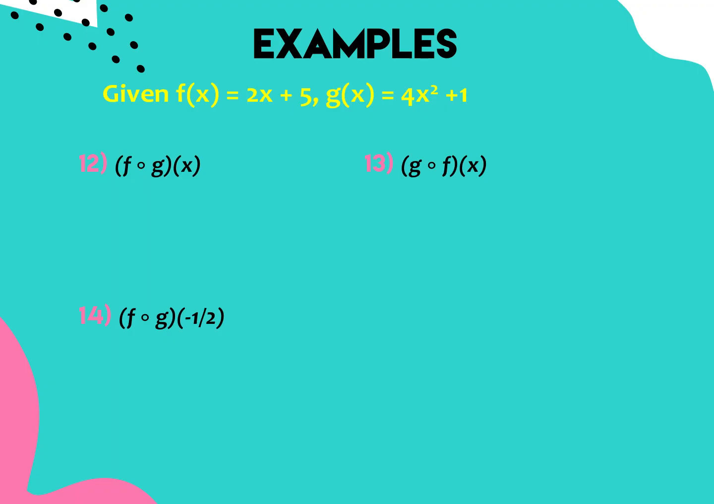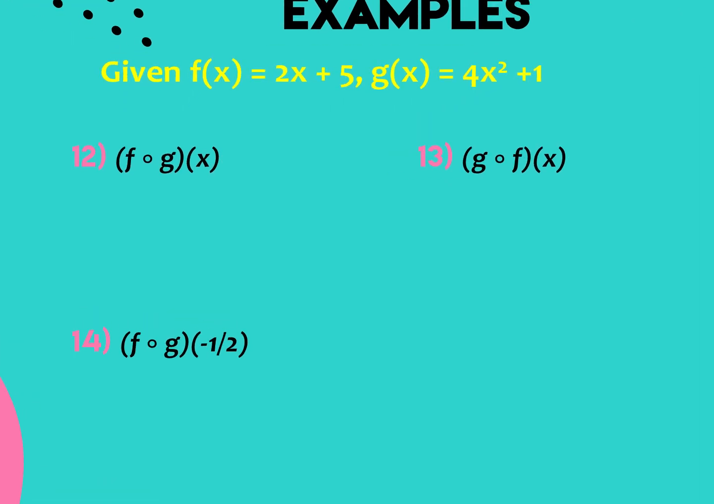We're still doing the same thing. Notice that circle in between the letters F and G. So I'm going to, again, compose F with G. So again, here, I'm taking my G of X function, 4 times x squared plus 1, and I'm going to plug it in to my F of X function.